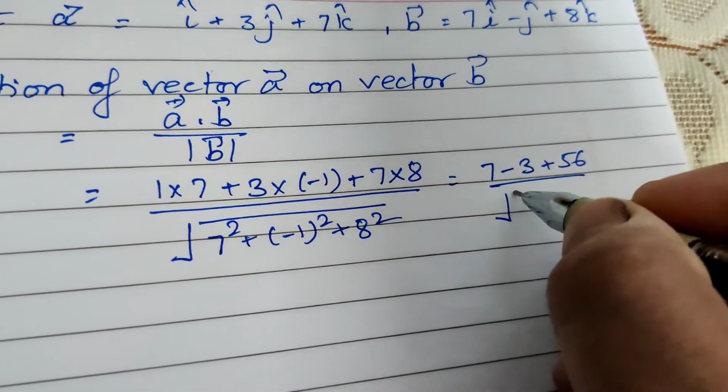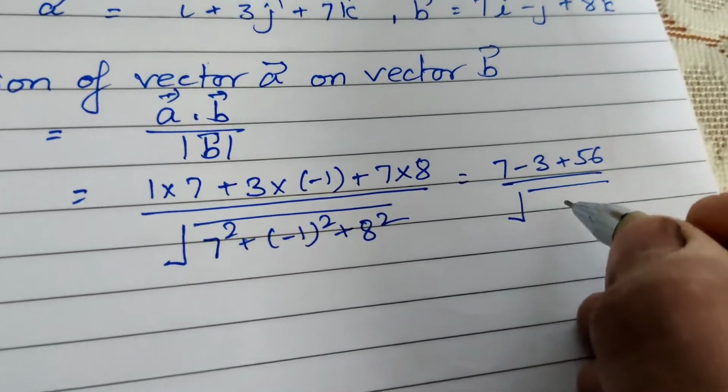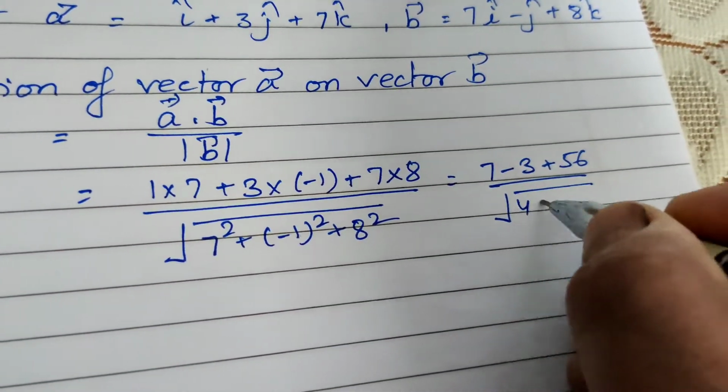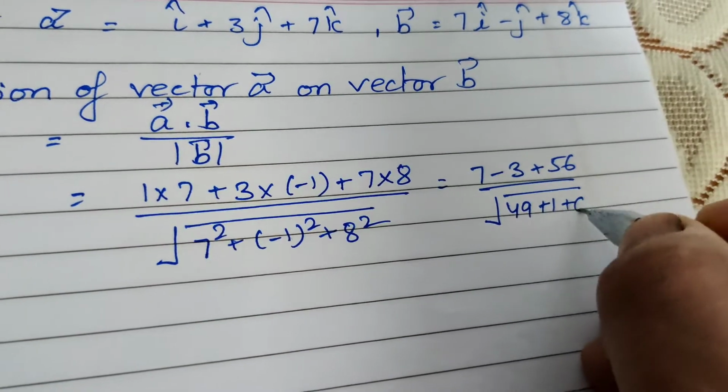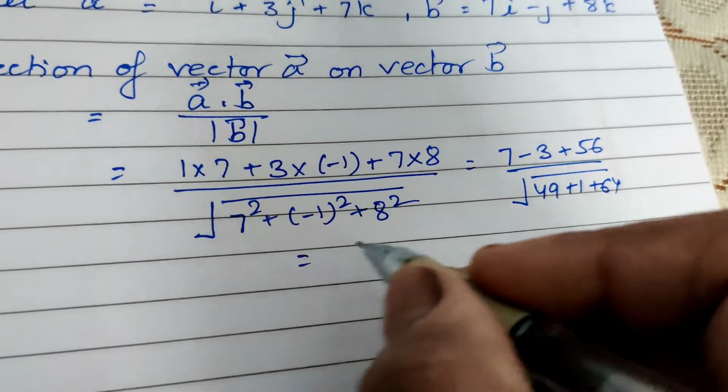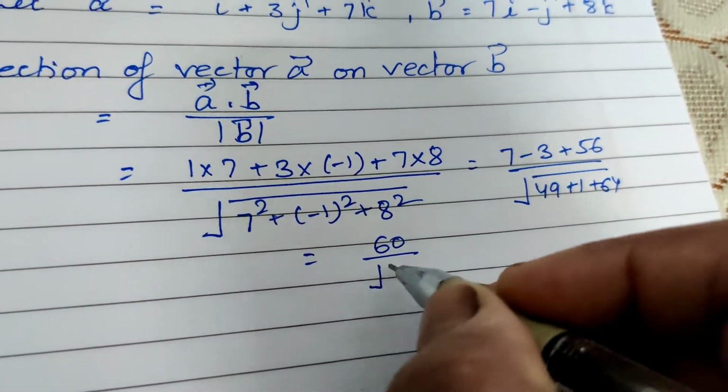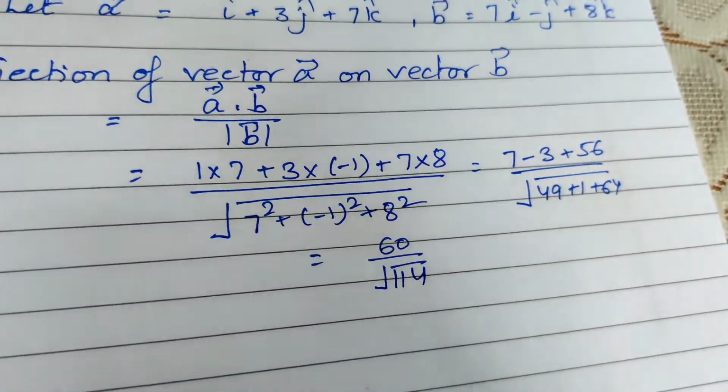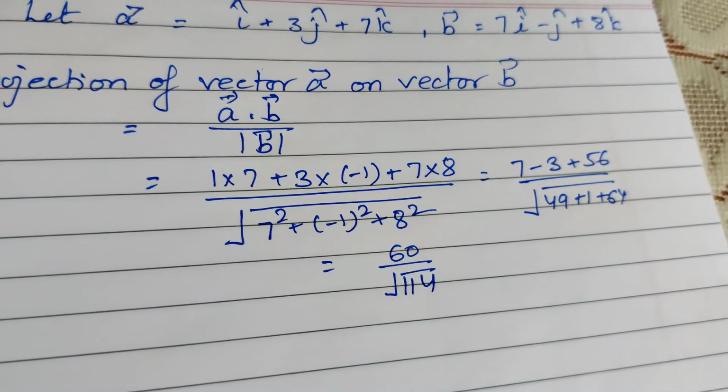Or under root 49 plus 150 plus 64, that is 114. It is equal to 60 upon root 114. This is the projection.